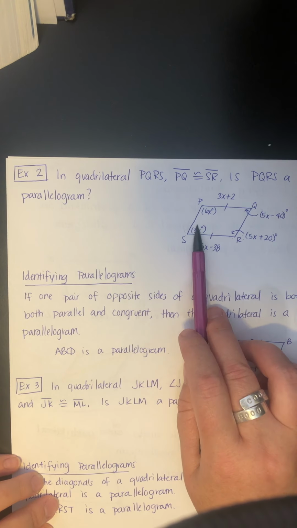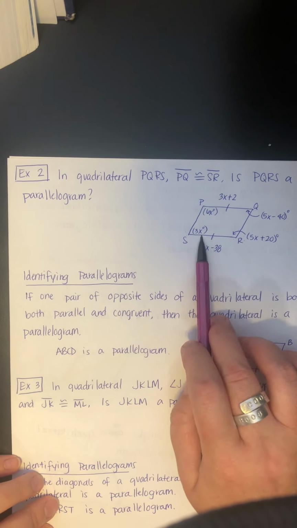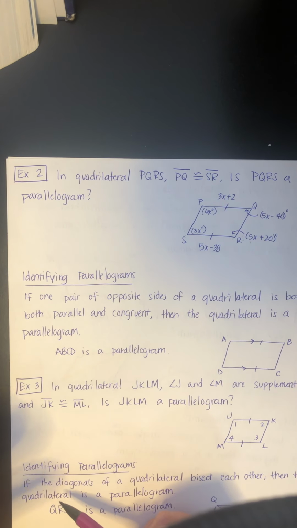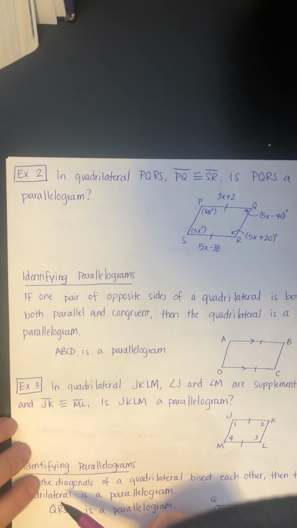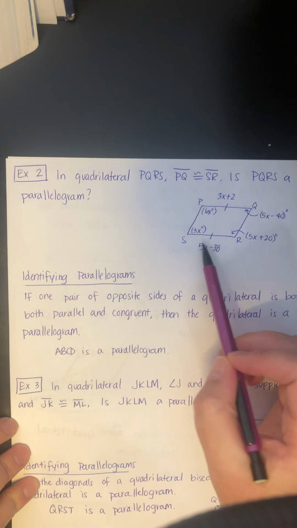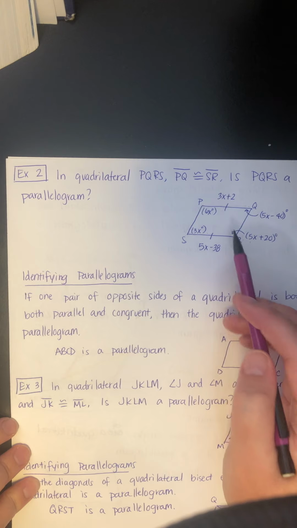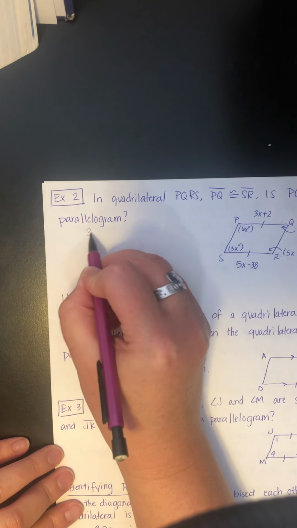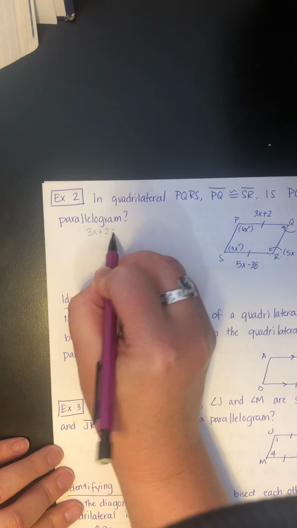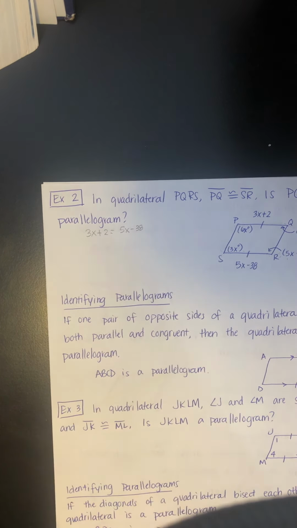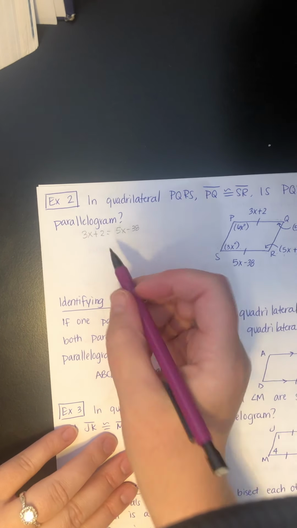And then they have the angles here. It has an x, x, x, x. So to find the length of all the sides and all of the angles, you have to solve for x. The only way we can solve for x is because we know that segment PQ and segment SR are congruent. Okay, so let's set up 3x plus 2 equals 5x minus 38, and we'll solve for x. We'll be able to solve for everything else.